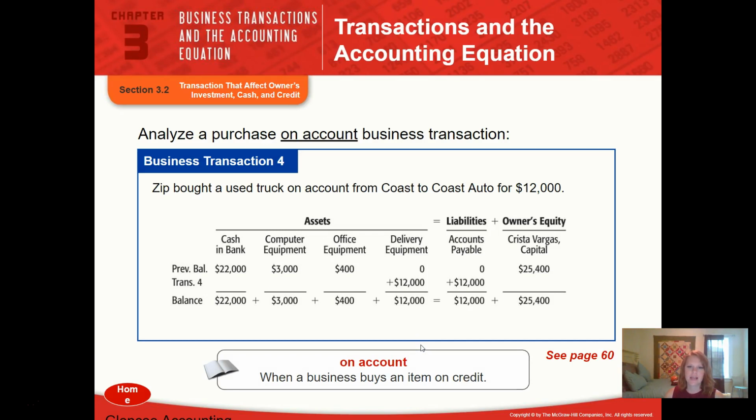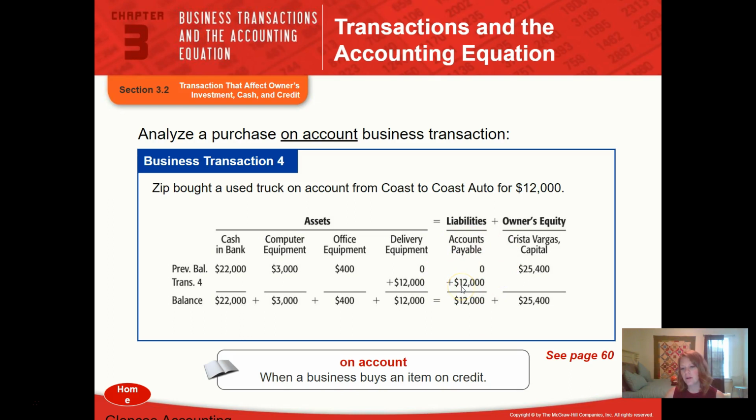All right, so here's a transaction where we purchased something on account. So Zip bought a used truck on account from Coast to Coast Auto for $12,000. So we bought delivery equipment, that's going to increase, and we bought it on account. Anytime you see it says on account, it means that either we purchased something and we're going to pay for it later, or somebody purchased something from us and they're going to pay us later. So it's always accounts payable or accounts receivable. And in this case, we bought something from another company and we're going to pay them back later. So it's accounts payable.